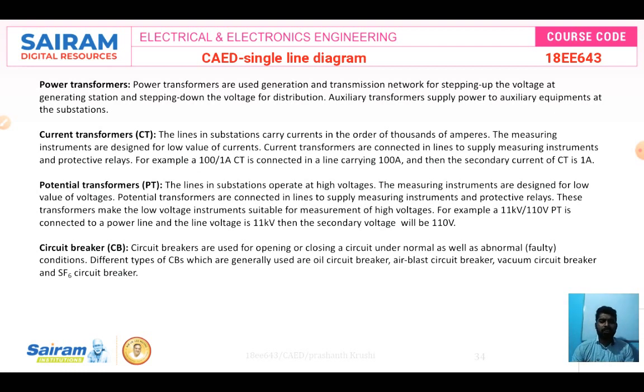And next we have a PT, potential transformer. Potential transformer is used to measure high voltage. We cannot use normal voltmeters for measuring high voltages. So we have PT for measuring high voltages, around 11 kilovolts, with a secondary voltage of 110 volts. So 11 kilovolts also we can measure. And the current transformer range is around 100 to 1 amps. Okay, so 100 amps input side, 1 amp output side.